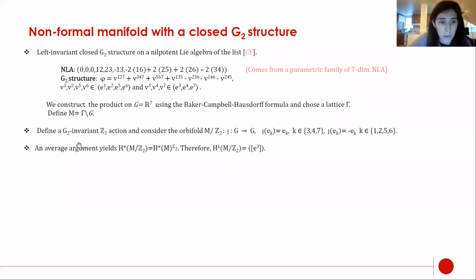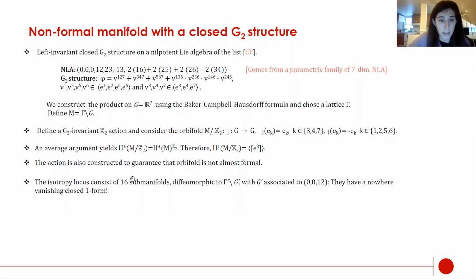And an averaging argument yields that the cohomology groups of the orbifold are the classes of the cohomology group of the manifold that are invariant. And doing a computation with this nilpotent Lie algebra, one can show that the first Betti number of the orbifold is equal to 1. And the action is also constructed to guarantee that the orbifold is not almost formal.